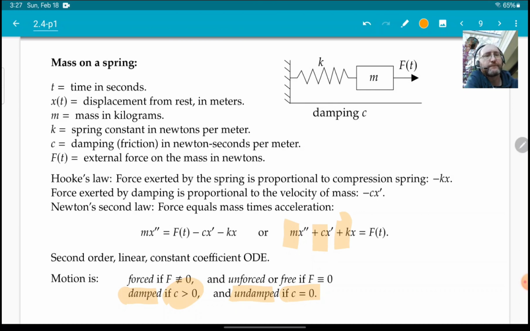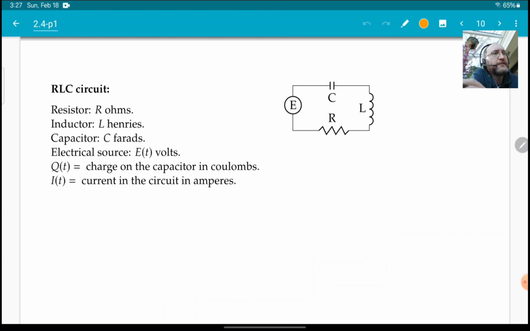All right. Now let's look at another place where this comes up. Applications like a mass on a spring come up all the time. It could be you're considering the behavior of a building in an earthquake or stuff like that, that might look sort of like a mass on a spring, but it comes up in other contexts as well. So, for example, in a so-called RLC circuit.